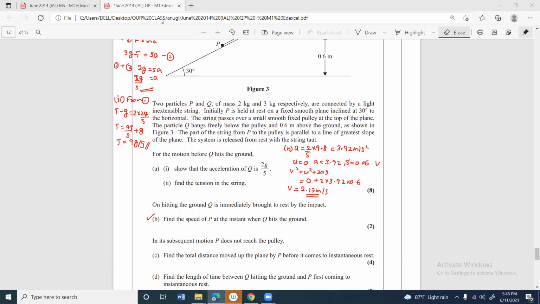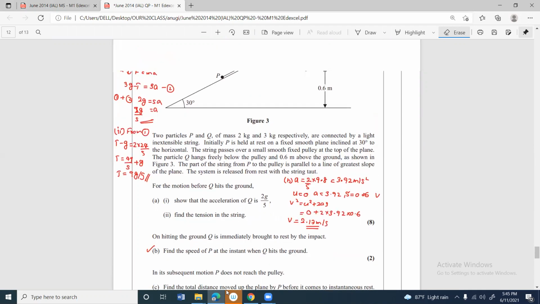In the subsequent motion, P does not reach the pulley. That means it does not come and hit the pulley. Find the total distance moved up the plane by P before it comes to instantaneous rest, and find the length of time between Q hitting the ground and P first coming to instantaneous rest.